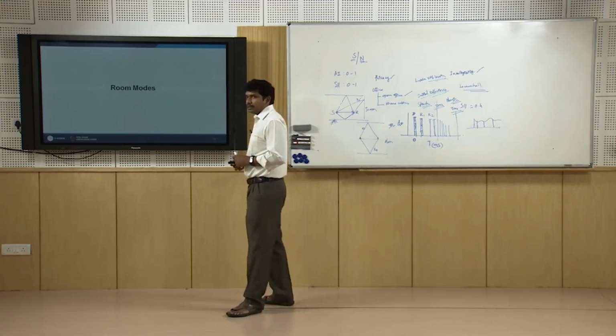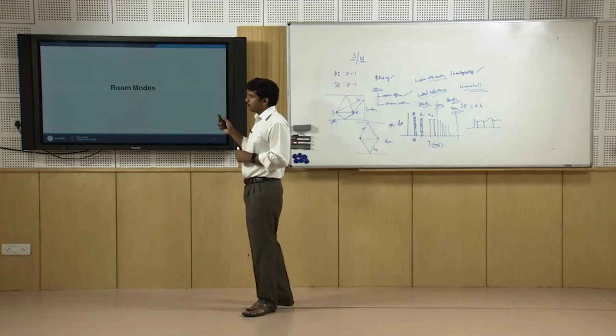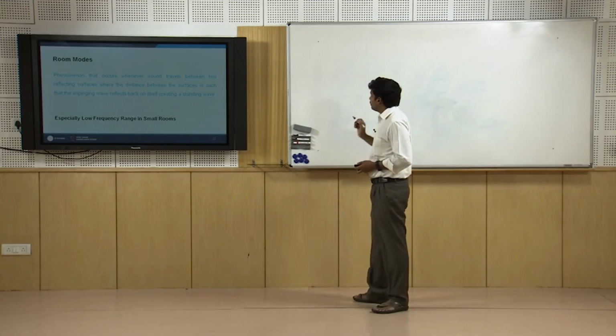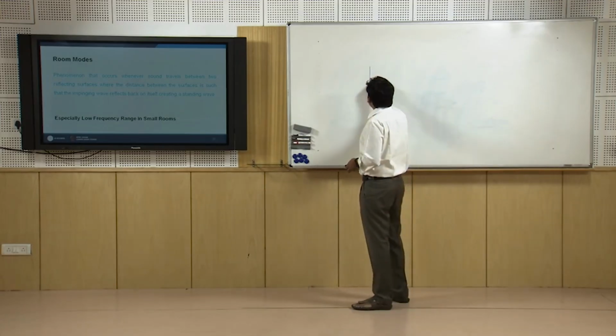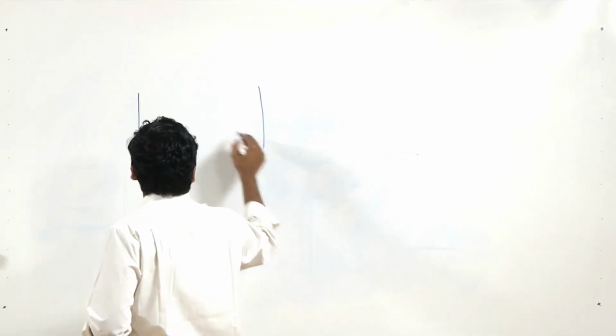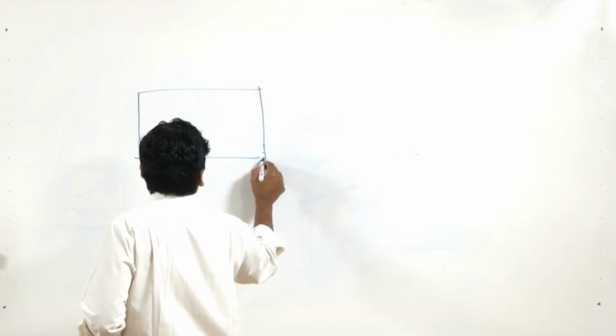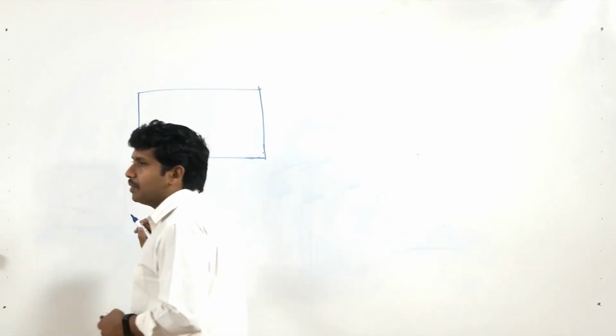The next crucial thing which one has to understand is the term called room mode. Room mode is actually a reflection phenomenon. If you have a particular room, you can think of the same 4 meter by 4 meter room that we were talking about.